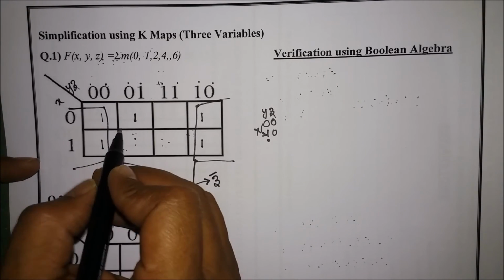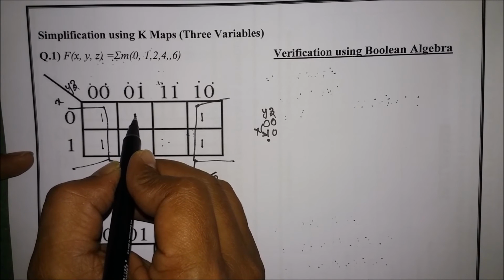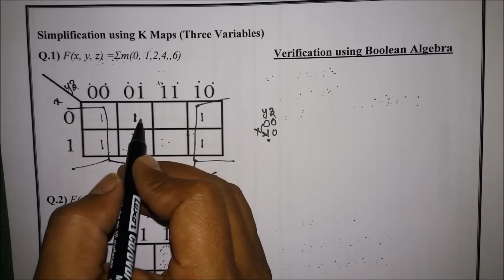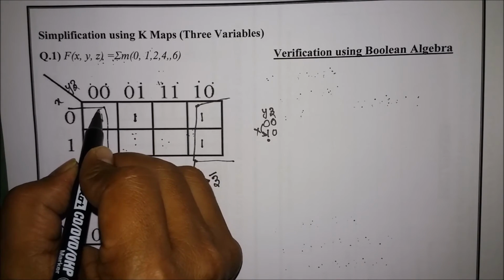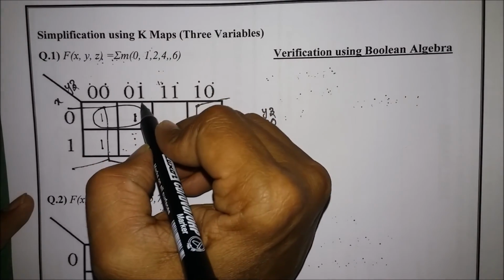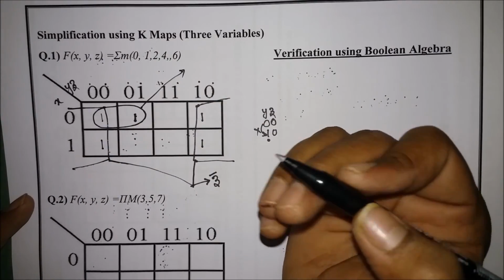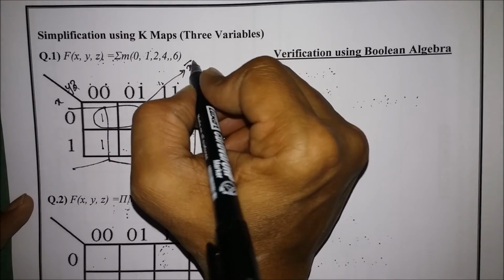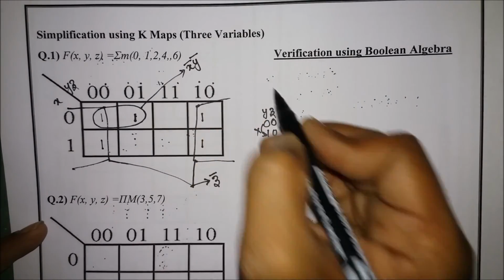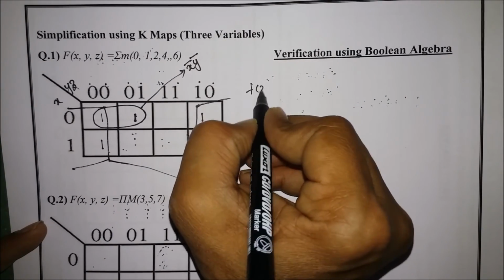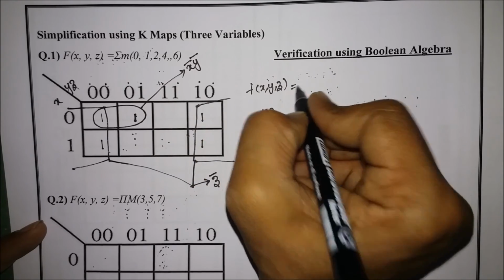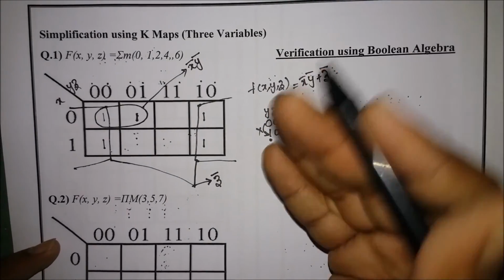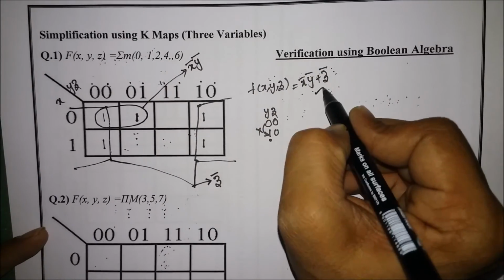Now for the next grouping, whatever is possible. I have one more, but I cannot leave this one alone. There is a chance of grouping this one with this first one, so I am grouping this one. I have x bar from the x axis and y bar. So my answer for this equation is f of x comma y comma z is equal to x bar y bar plus z bar. Even if I verify using Boolean algebra, I'll get the same answer here.